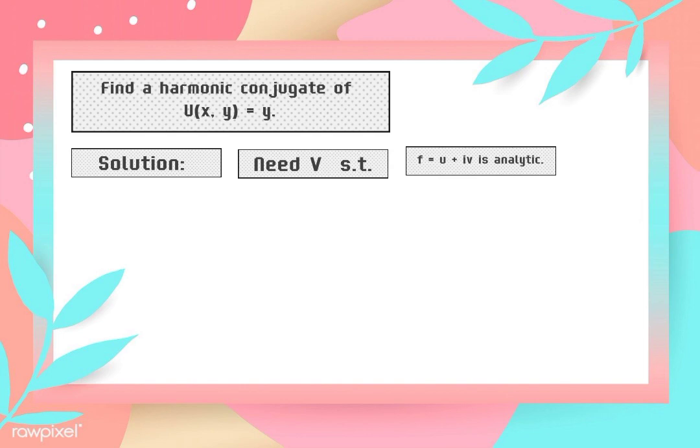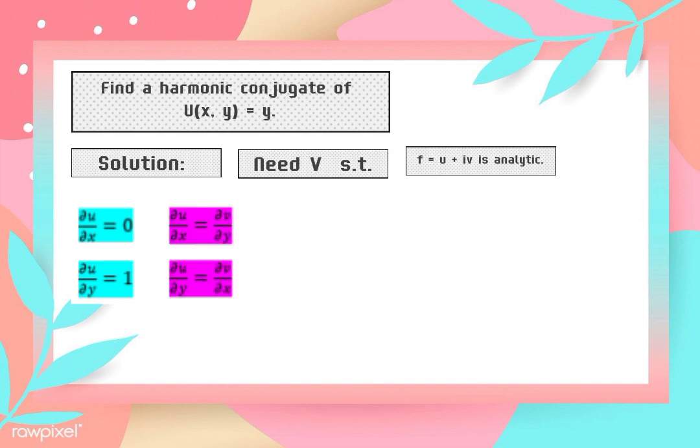Before we do that, let's compute the partials of u. So ∂u/∂x is simply going to be 0, and ∂u/∂y is 1. So we want the Cauchy-Riemann equations to hold for u and v. So we want ∂u/∂x to be equal to ∂v/∂y. And we also want ∂u/∂y to be equal to negative ∂v/∂x.